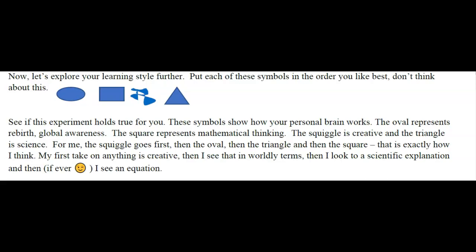For me, the first thing I put down is this little squiggle. Next is the oval, then the triangle, and then, if ever, mathematical processes. That's exactly how I think. When I see anything, my first reaction is always creative. Next, I see that globally. Then I see the scientific elements or properties. And then I look at any kind of equation that's involved. So take a look at that and get some insight into how you think.